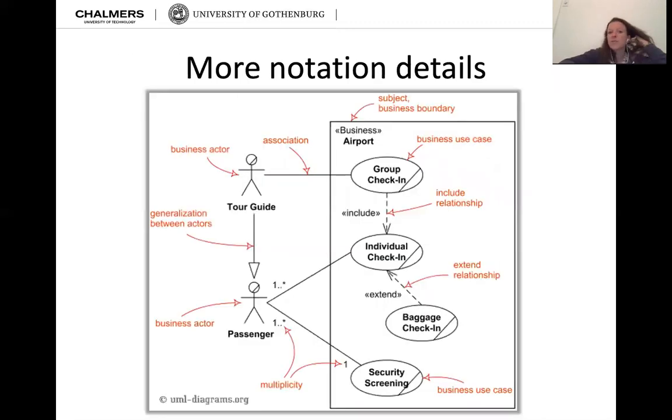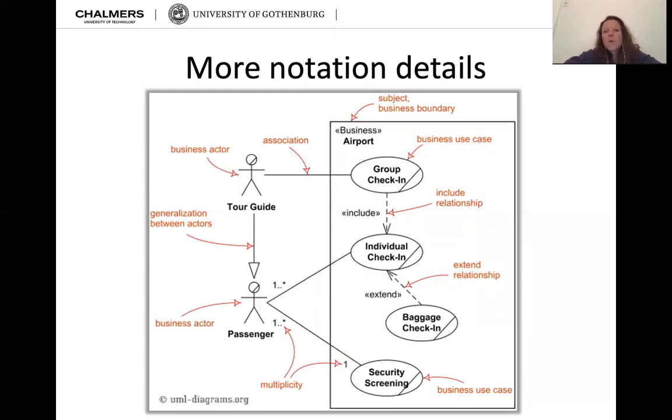Here we have a couple more notation details. A couple of them are repeats and a couple of them are in addition. So you again see the actor and a generalization of them. In addition, for the communication associations between the actors and the use cases, you see that there can be a multiplicity. It doesn't have to be there. There are many diagrams that I've seen that are without, and that's okay. Just know that that is an option to put it there.